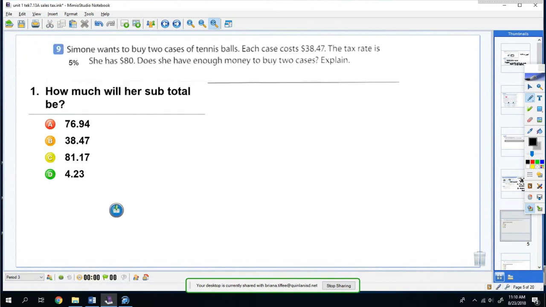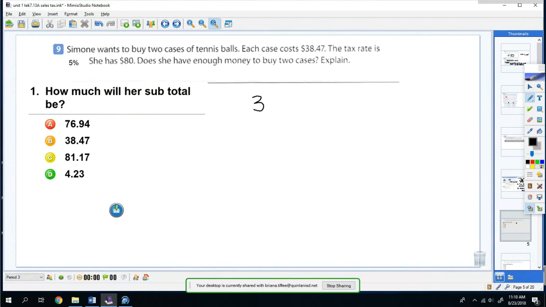Okay, so what I want you to do is do the problem by yourself. I want you to pause the video and attempt this problem on the board. Okay, so Simon wants to buy 2 cases of tennis balls. Each case costs $38.47. The tax rate is 5%. She has $80. Does she have enough money to buy 2 cases? Explain.